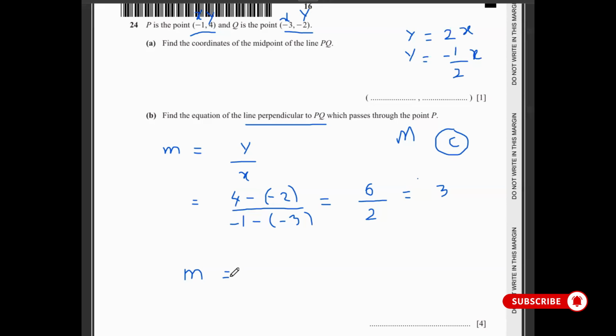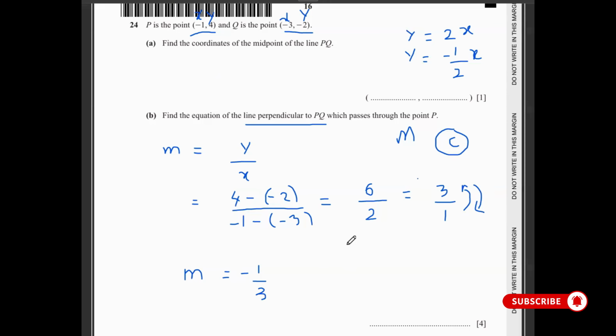Minus 1 divided by 3. Minus 1 over 3. We write the negative reciprocal of this. The denominator of 3 is 1, so if you turn it upside down, which means writing the reciprocal, it will become 1/3. And not only that, it should be the negative reciprocal. So minus 1/3. Now we know the gradient of the perpendicular line.